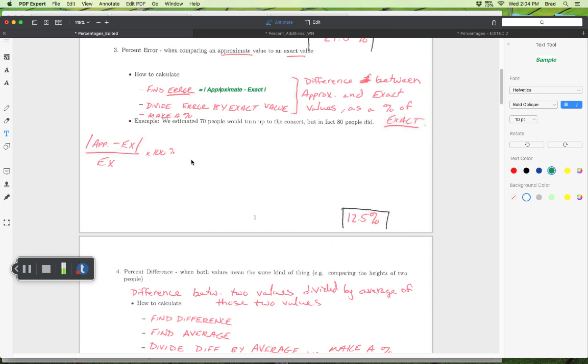So here's the shorthand of our formula. Go ahead and pause it. 3, 2, 1. I'm going to keep going. All right. So hopefully you got something like 12.5%. Not like it, exactly it.